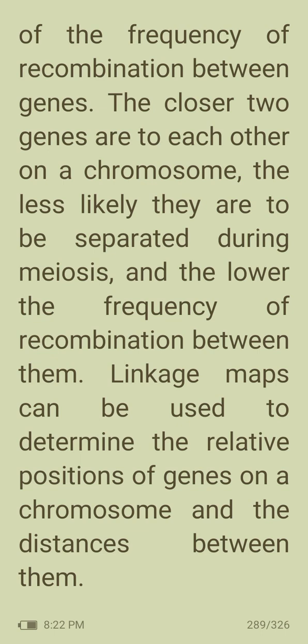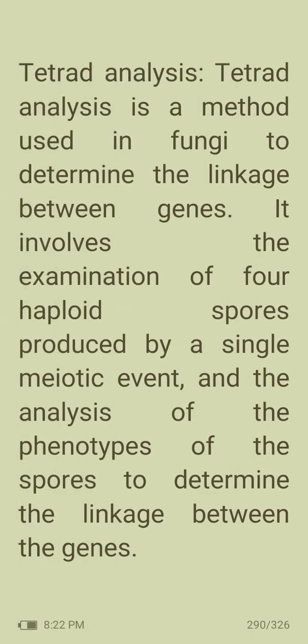The closer two genes are to each other on a chromosome, the less likely they are to be separated during meiosis, and the lower the frequency of recombination between them. Linkage maps can be used to determine the relative positions of genes on a chromosome and the distances between them.